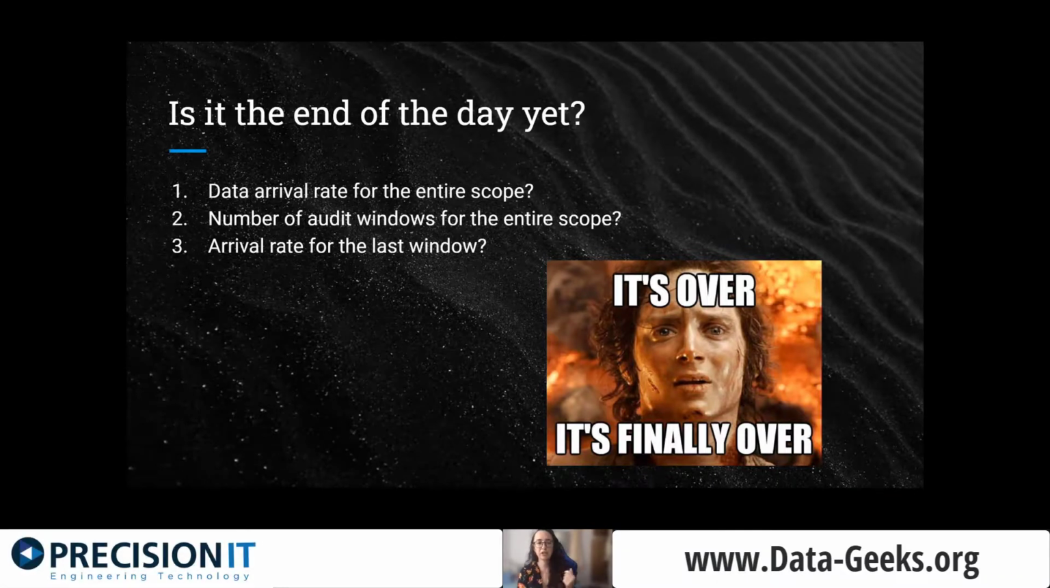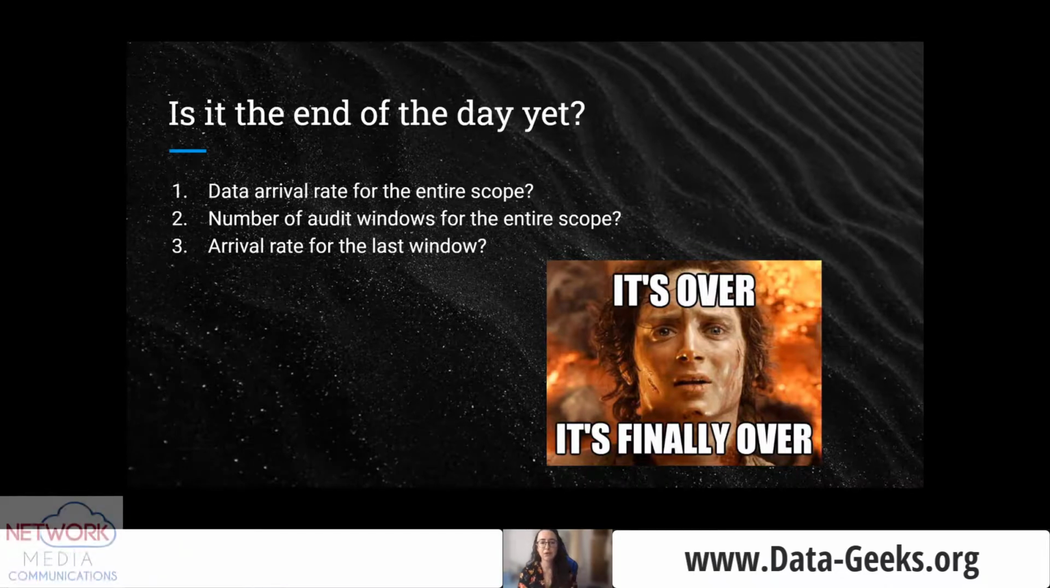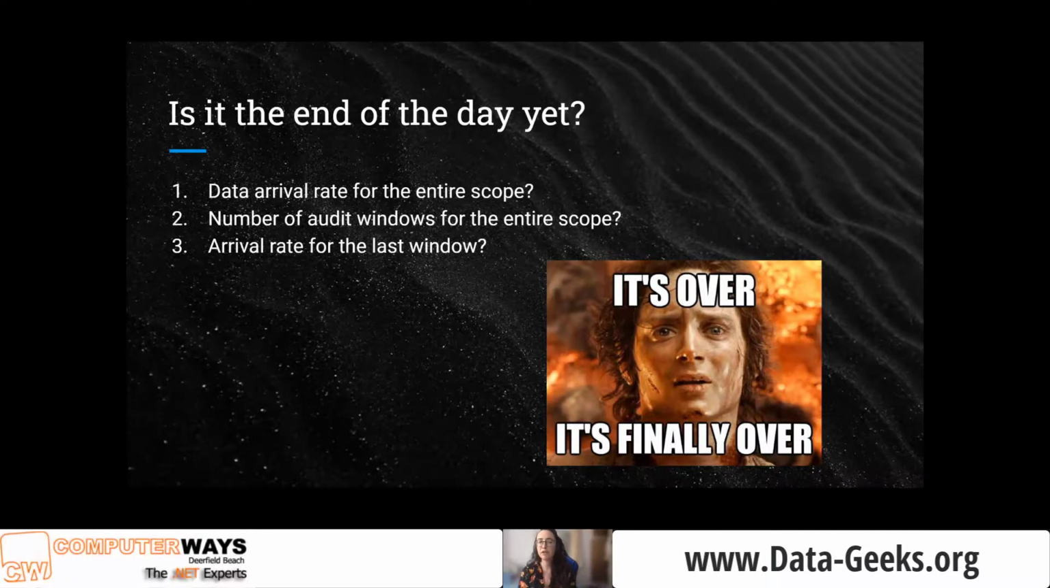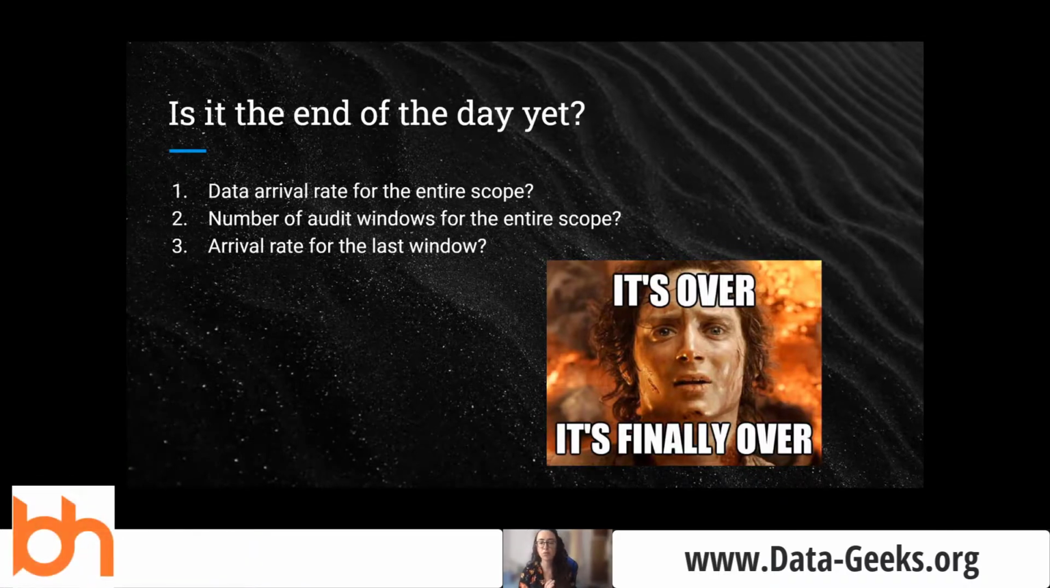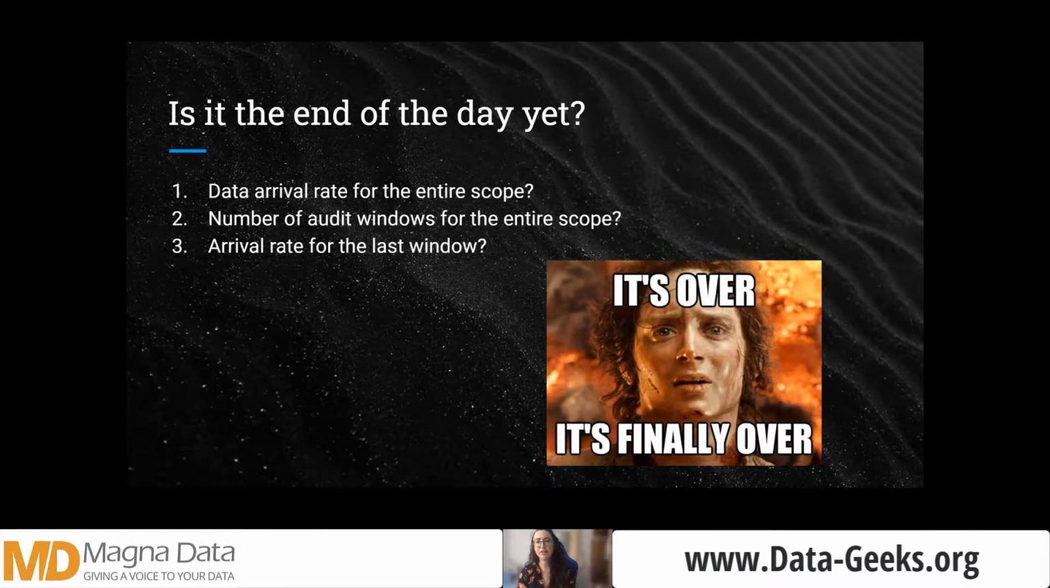The third question will bring us back to the arrival rate, to the one that was higher than 100. I've written here the arrival rate for the last window. The last window is 11:55 p.m. And the question is why? Why do we need to know the arrival rate for that last window if the data arrival rate for the entire scope is high enough? And the answer is pretty simple.